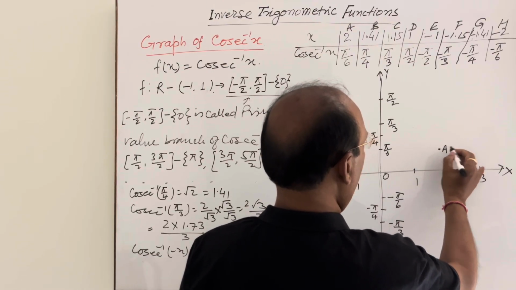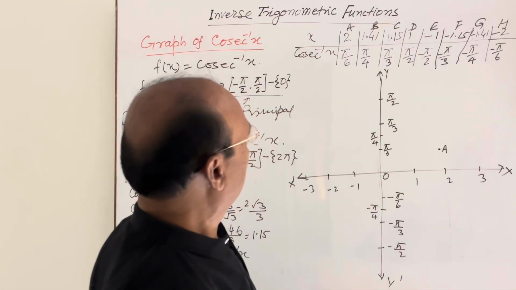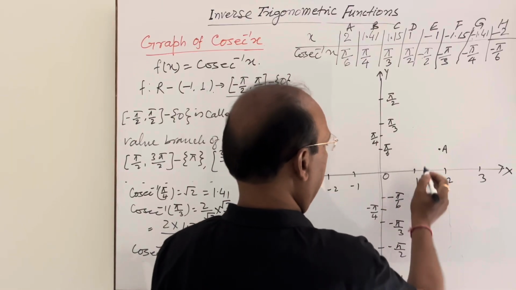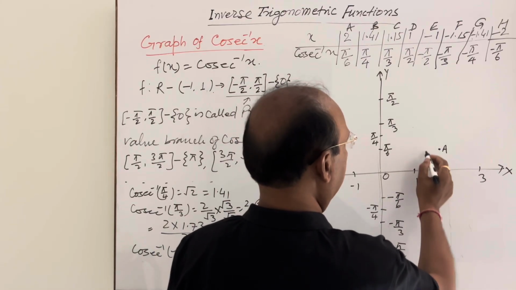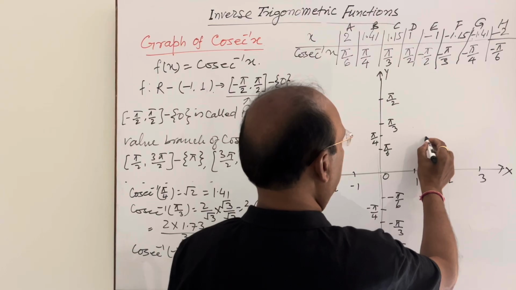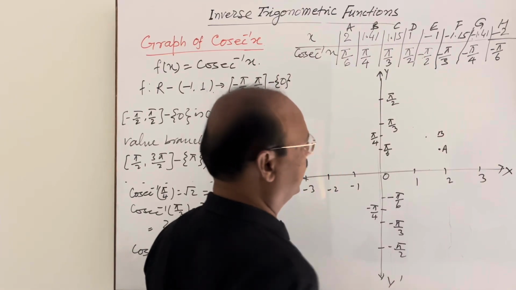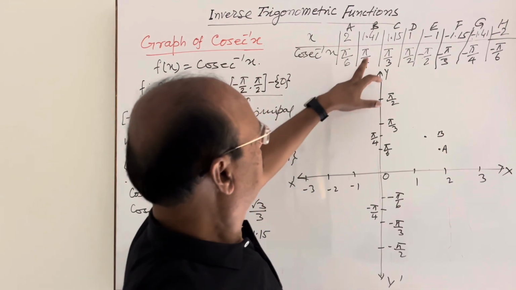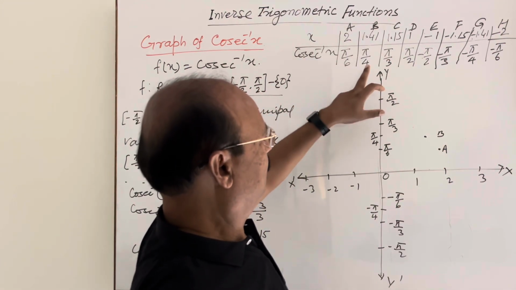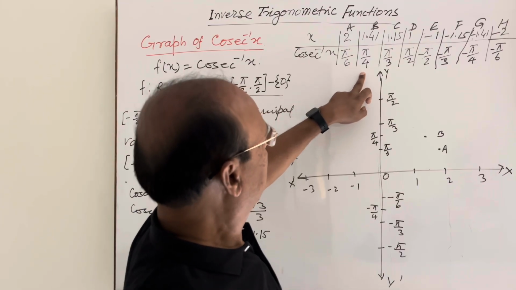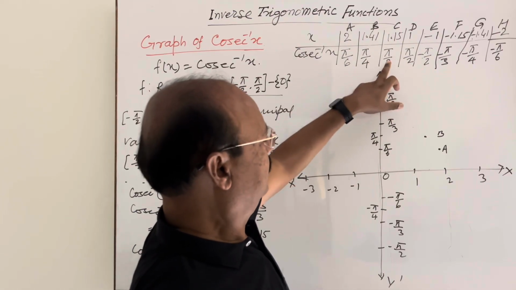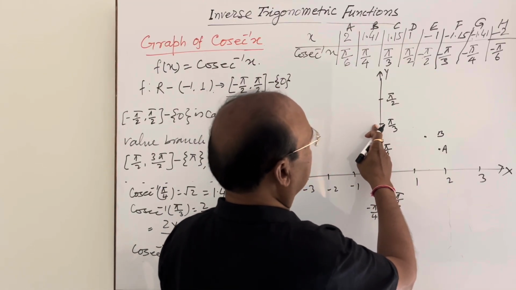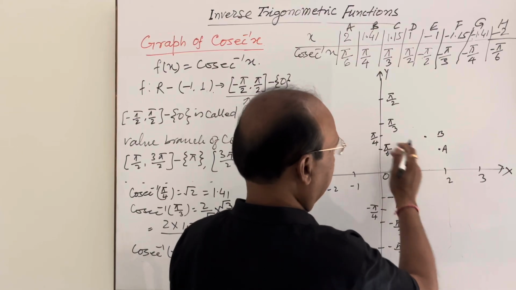So let us write here point A. Correct? Again pi by 4 and 1.41. Pi by 4 is here and 1.41 approximately here. So we can take this point. This is point B, for coordinates 1.41 and pi by 4. Then 1.15 against pi by 3. Pi by 3 is here and we'll take 1.15 along the x-axis.